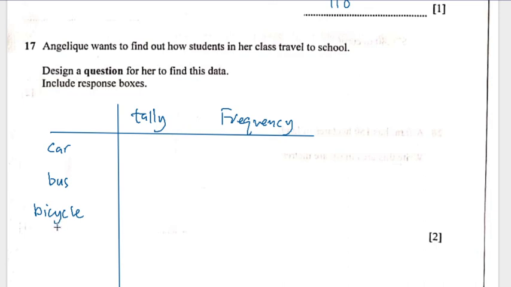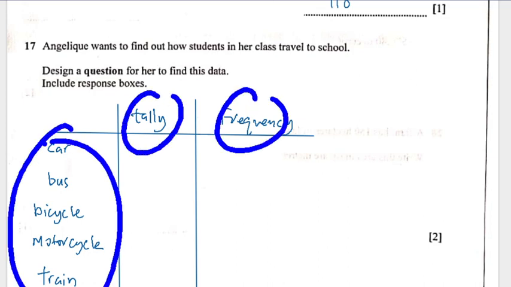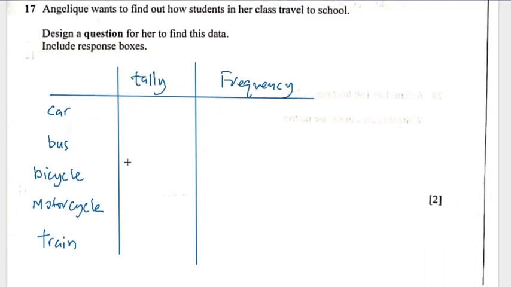Is that all? That's all right. Motorbike. Okay, motorcycle, train. All right, maybe. Okay, so from here, if you have tally, frequency, you must have tally. This one is very important here, tally and frequency, and how they travel to school. So from here you can get 2 marks. All right, that's number 17.